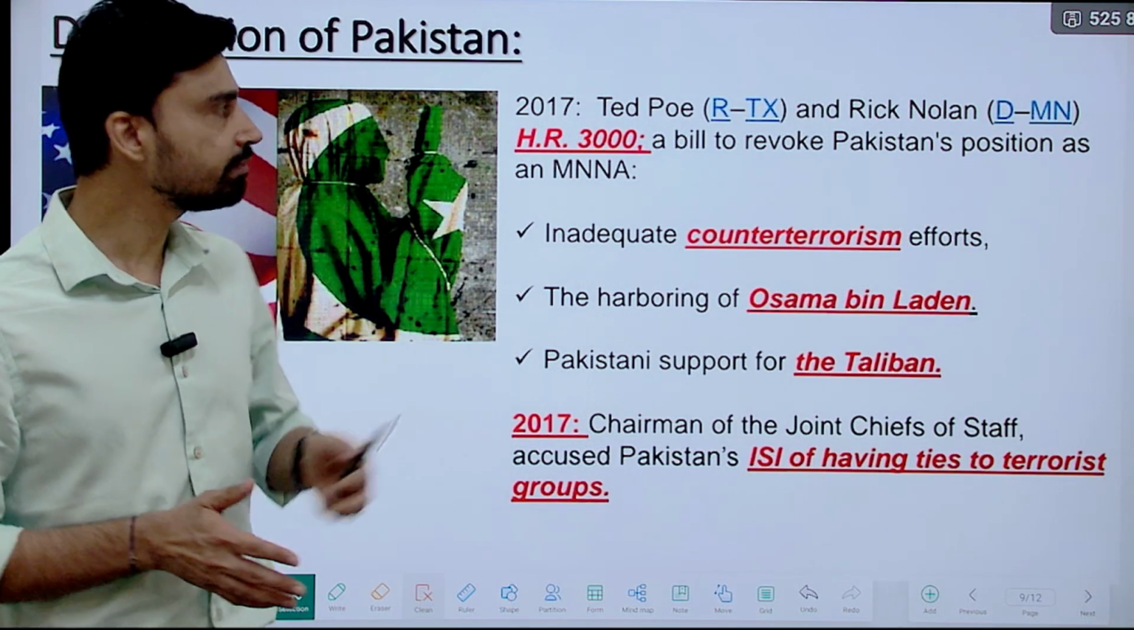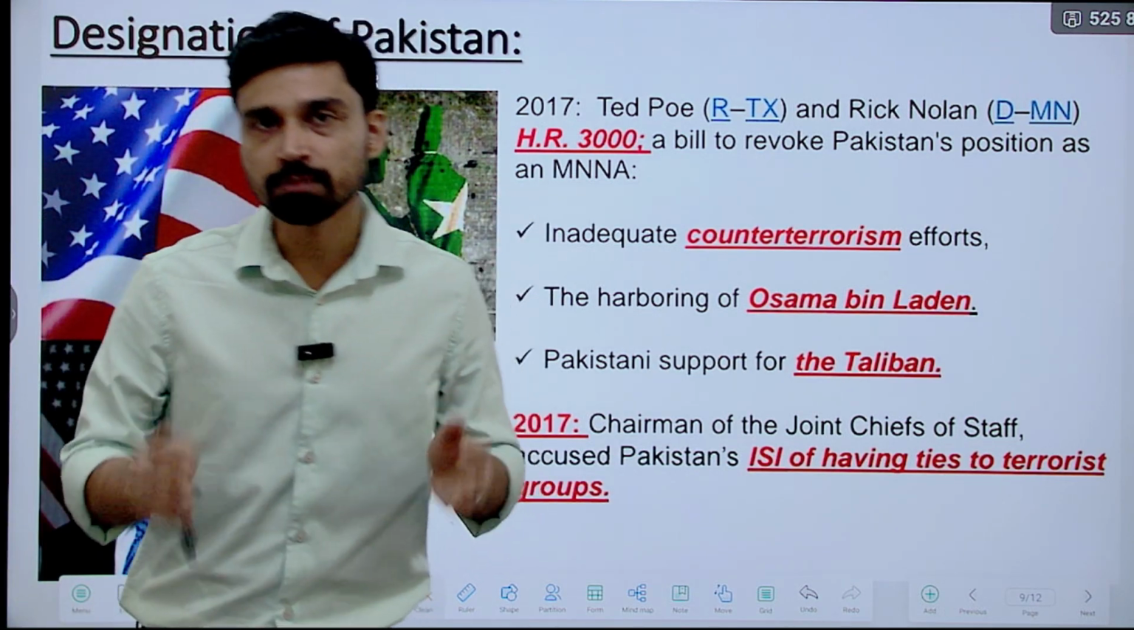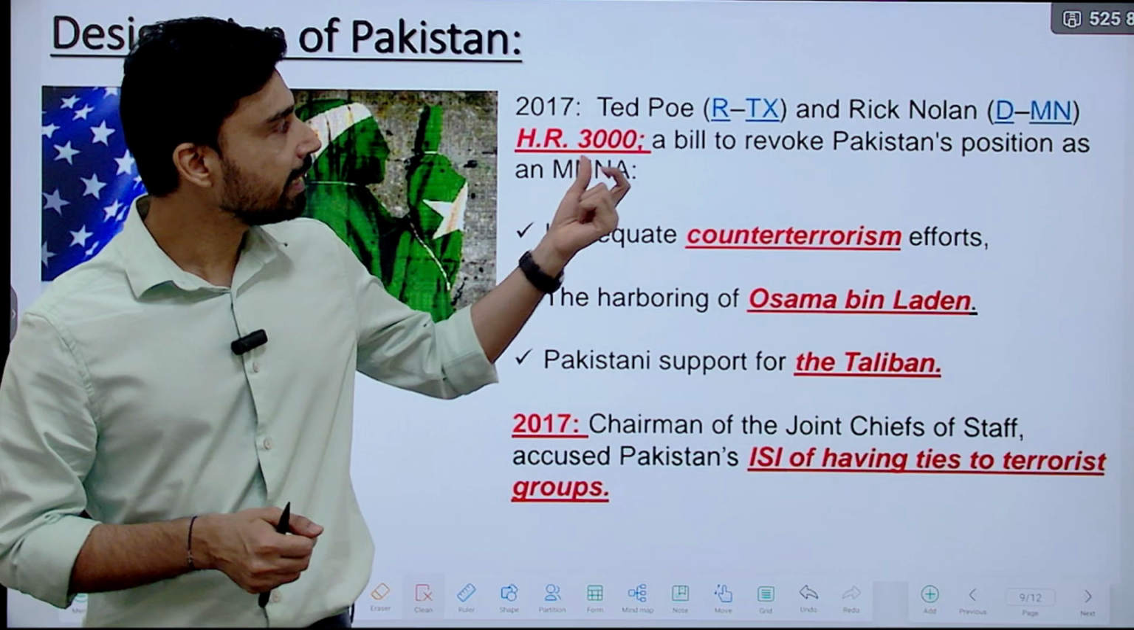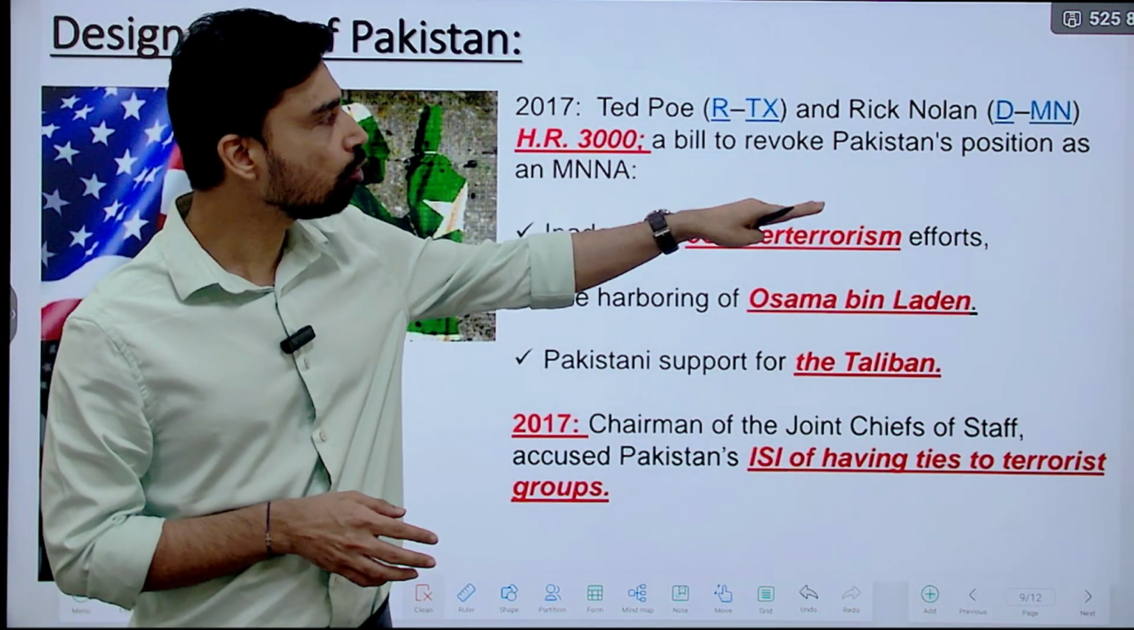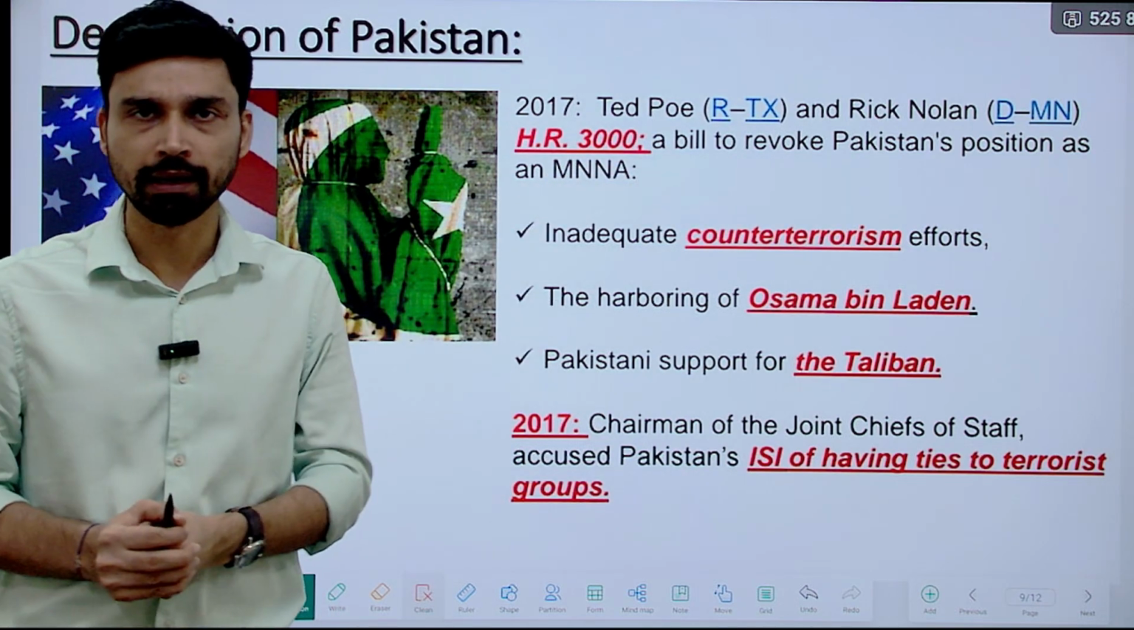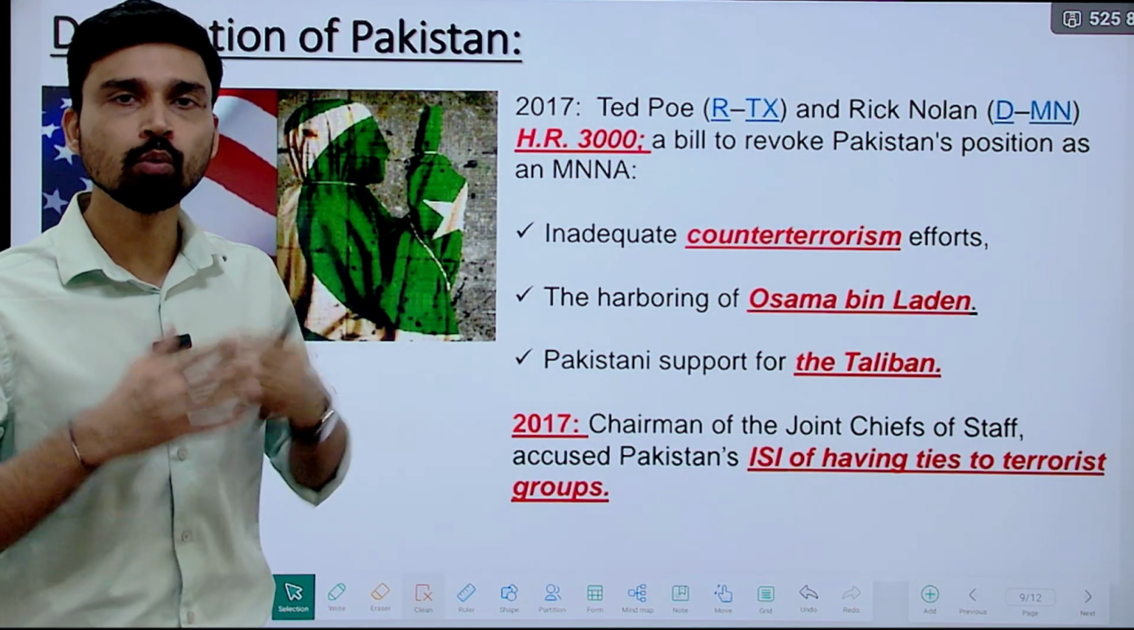in the House of Representatives called HR 3000. Now, this bill was also trying to allow the US government to revoke Pakistan's position as MNNA. So why was this bill introduced?